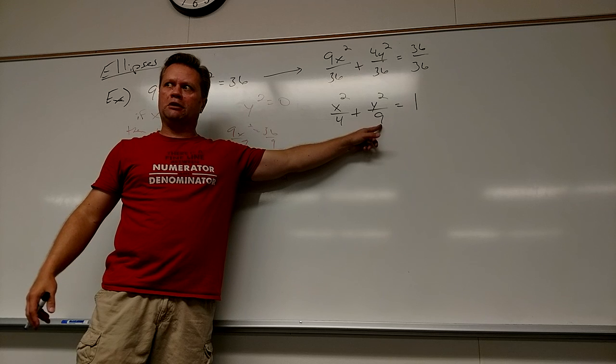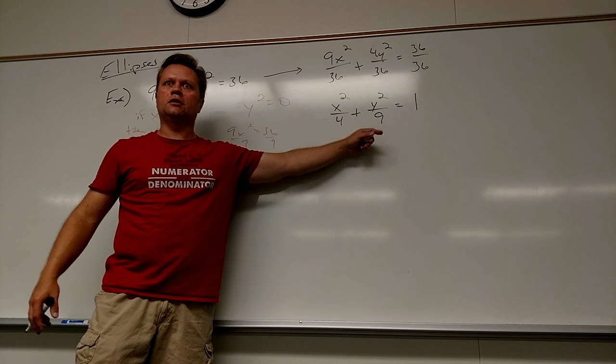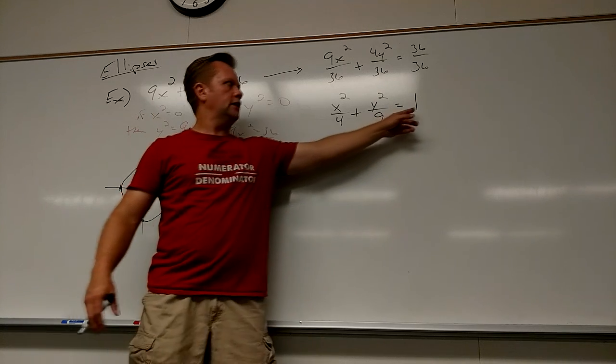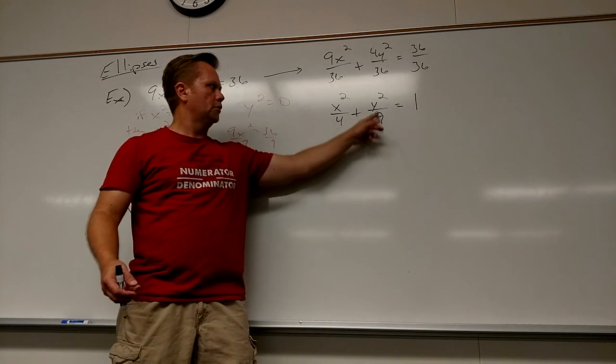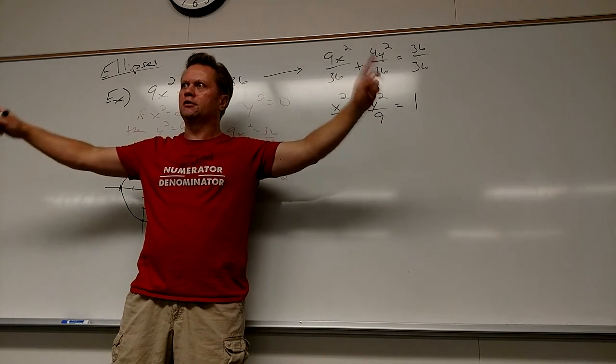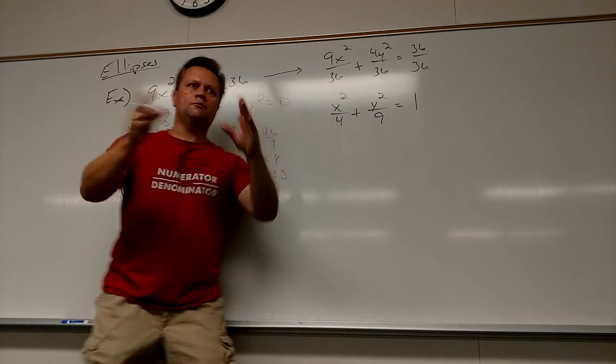What's the square root of 9? 3. So I'm going to go out 3 in the y direction. Please understand how incredibly awesome that is. If you make it equal to 1, the numbers with the variables are the square of how far you go in that direction. Why does that make sense?